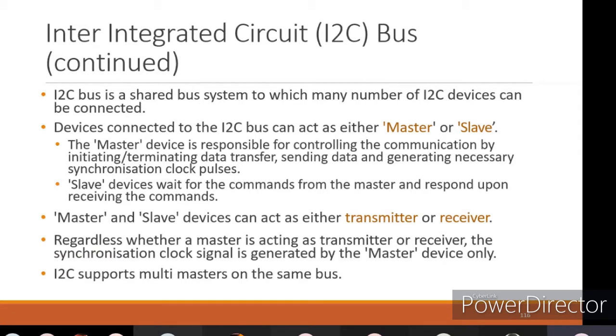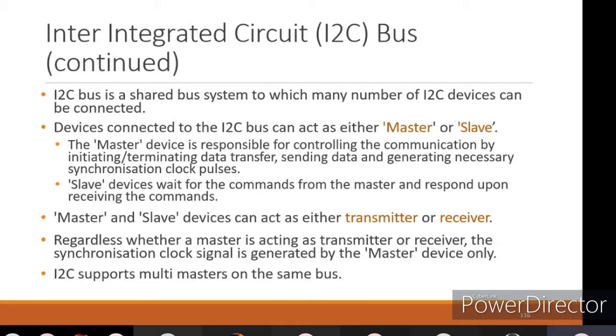The I2C bus is a shared bus system to which many I2C devices can be connected. If we are maintaining one I2C bus, you can interconnect many devices which have the possibility of communicating data through the I2C bus. Devices connected to the I2C bus can act as either master or slave.